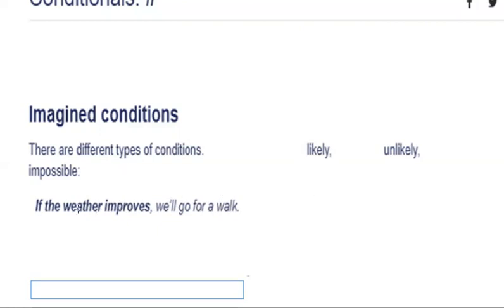Why? Because the weather can improve, it means it is likely. Then if it improves, we will go for a walk, right? So the weather can improve, so there are chances of happening. If there are chances of happening, then this will be known as the likely. And this is written here: it is possible that the weather will improve.